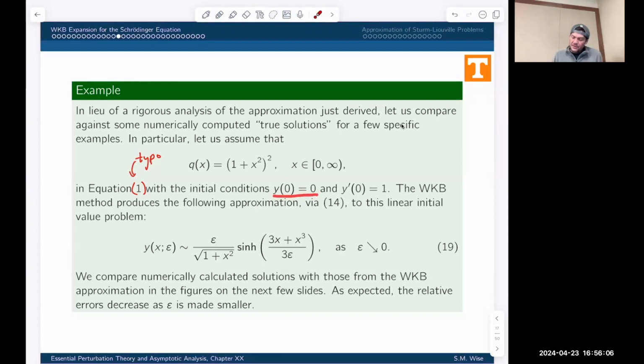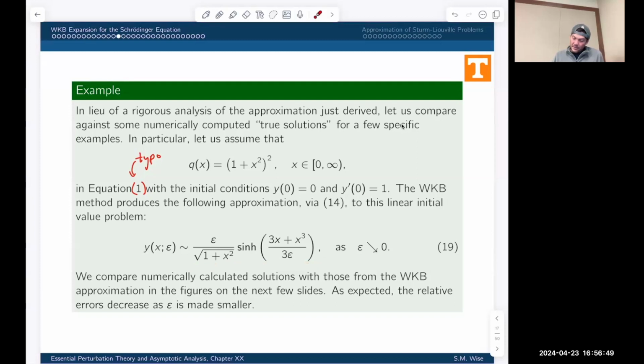So for our initial conditions, we're going to use y of 0 equals 0 and y prime of 0 equals 1. Then the WKB method produces the following approximation. The reason it produces such a simple approximation is because the square root can be integrated exactly. And the exponential that you get in this case can be viewed as a sinh, because we have plus and minus exponentials. It simplifies down to just the sinh. And so this is our WKB expansion in this case.